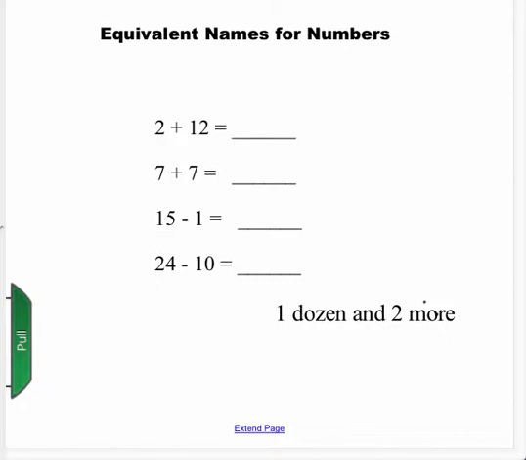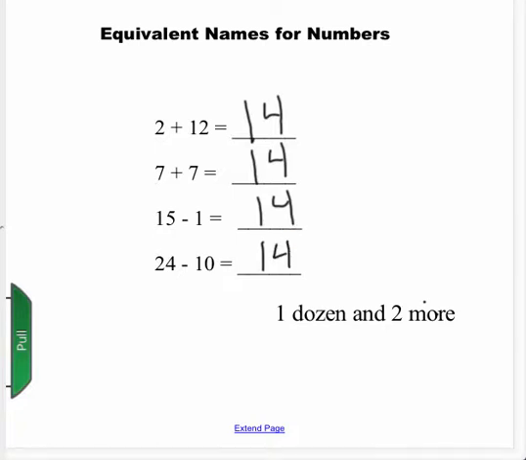Now we're going to go ahead and take a look at your answers. For the first problem, 12 plus 2, you'll notice that we have an answer of 14. The second problem, 7 plus 7, the answer is also 14. For the third problem, 15 minus 1, again we have an answer of 14. The next problem, 24 minus 10, we have an answer of 14.